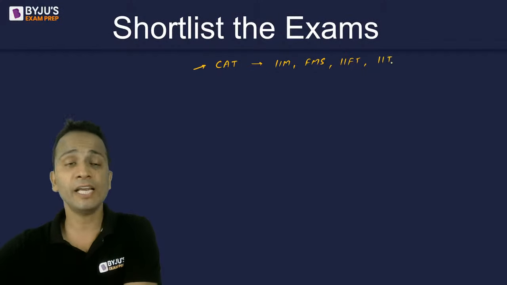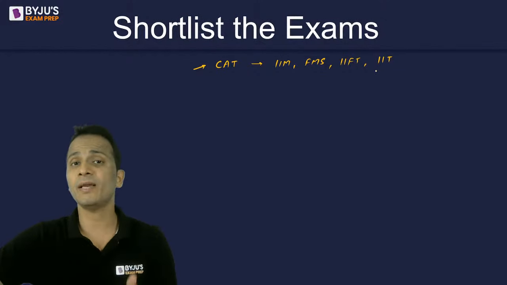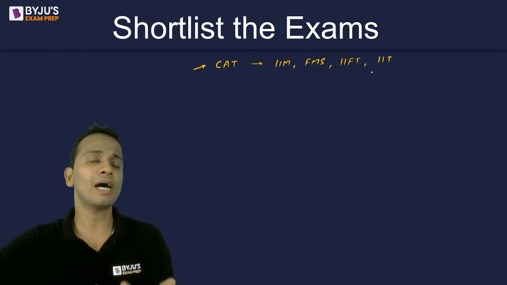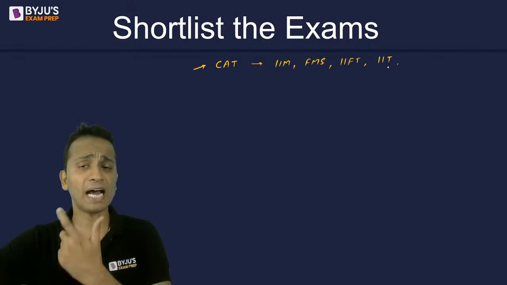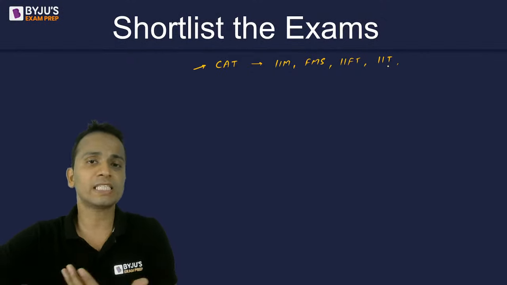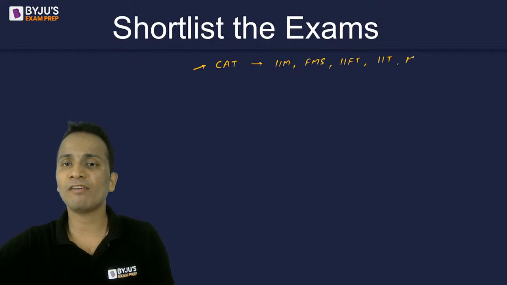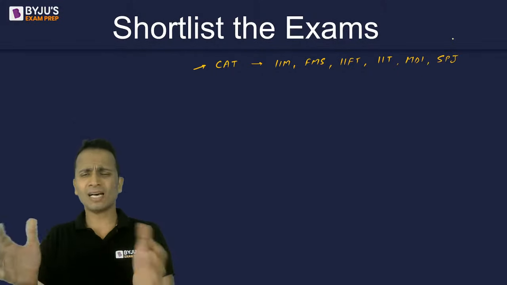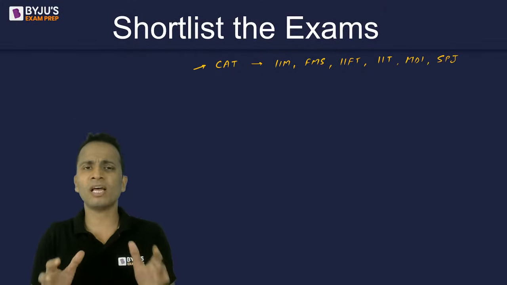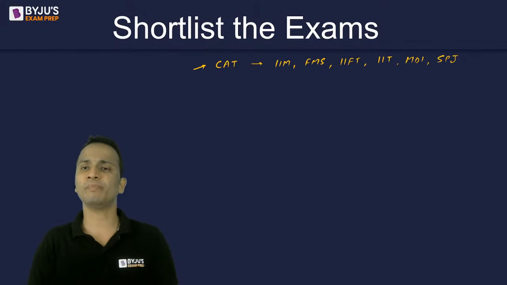Then there are the IITs, Indian Institutes of Technology, located in Delhi, Bombay, Kharagpur, Kanpur, Madras, and Roorkee. So these are six IITs which will take CAT score for their admission process. Other than these, you will have MDI, which is based in Gurgaon, and SPJain, which is situated in Mumbai. And other than these colleges, there are more than 50 colleges which will use CAT score for their admission process.